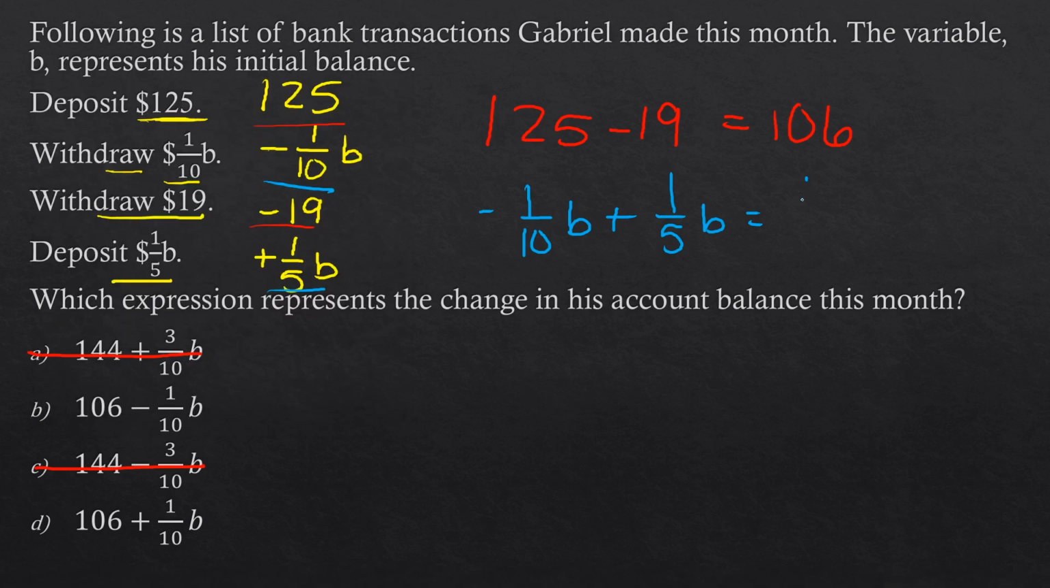So that tells me that this is going to be a positive 1 over 10b. And if I look here, I can either choose between a negative and a positive. Since this 1 over 10 is positive, I want to pick this one down here. So the final answer for the expression that represents the change in Gabriel's bank account is 106 plus 1 over 10b.